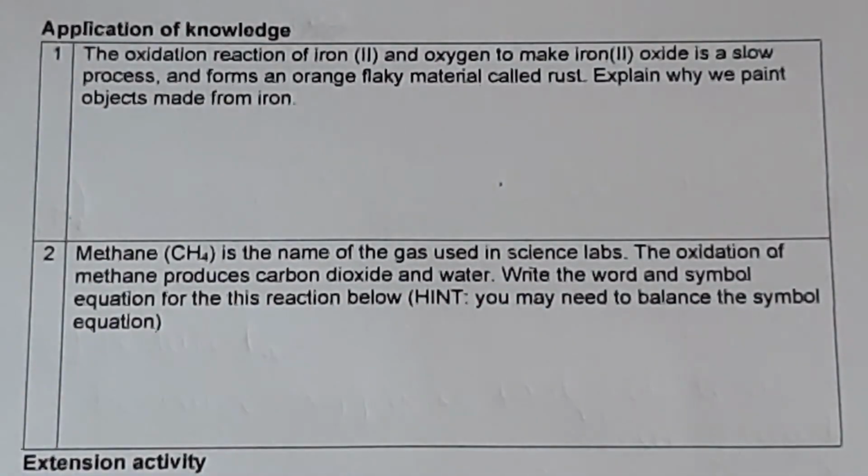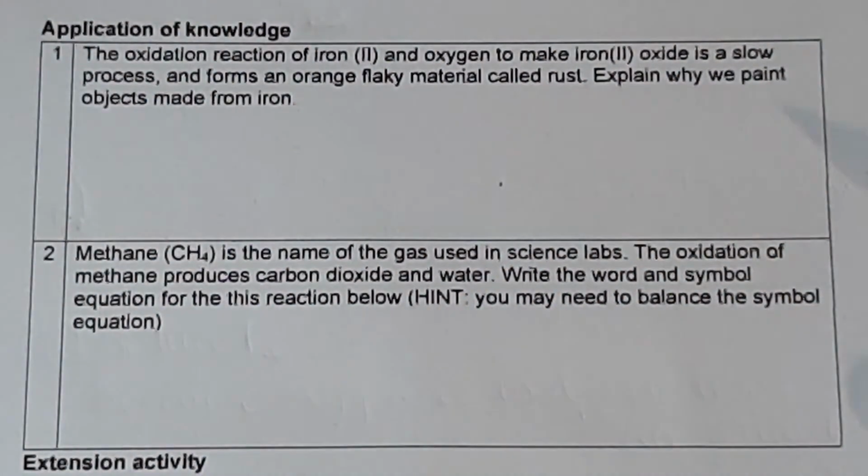Okay, so we're moving on to the application of knowledge questions on page 19. Question 1: the oxidation reaction of iron and oxygen to make iron 2 oxide is a slow process and forms an orange flaky material called rust. Explain why we paint objects made from iron.